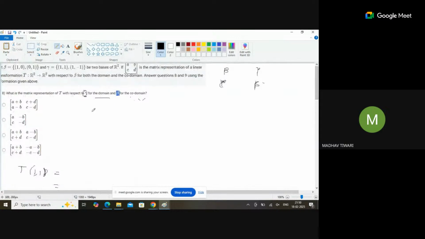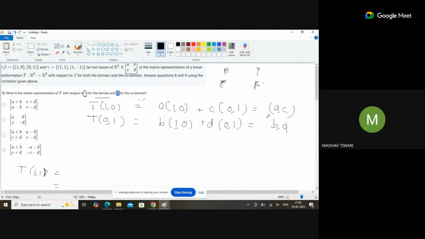So what I have to do is use this beta for both domain and codomain. It is saying that transformation of 1 comma 0 is nothing but a times 1 comma 0 plus c times 0 comma 1. So it is nothing but a comma c, right? Next is transformation of 0 comma 1. It will be b times 1 comma 0 and d times 0 comma 1. So it is nothing but b comma d.